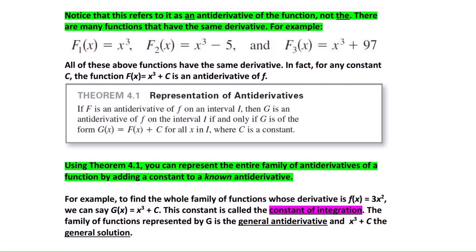Now, we know that when we take the derivative of each of those functions, those constants are going to drop out, and we're just going to end up with 3x squared. But this is making the point that we've got an infinite number of functions that have a derivative of 3x squared.